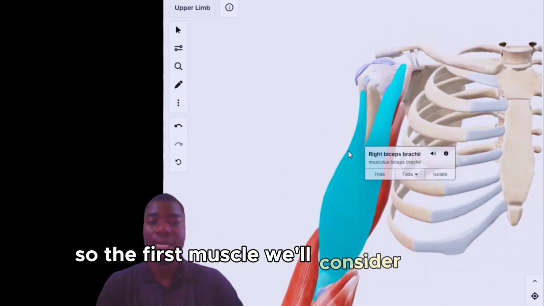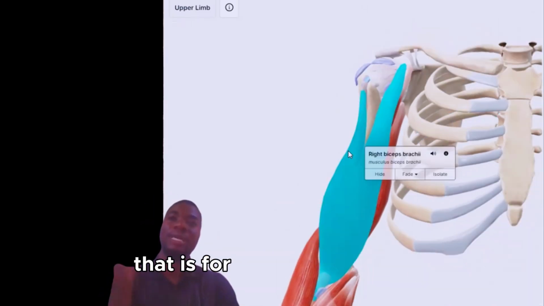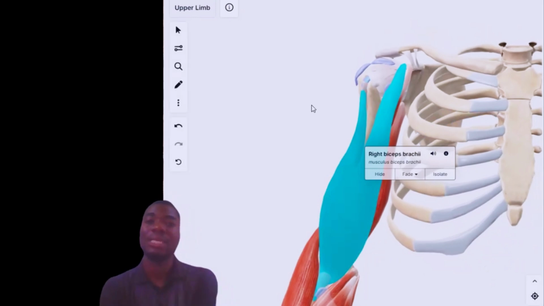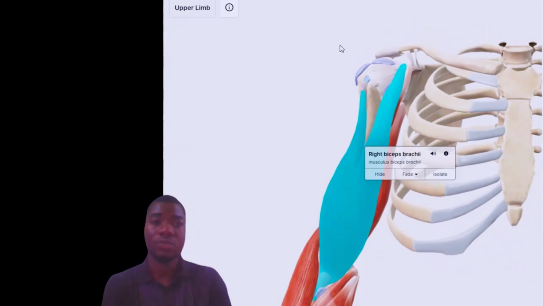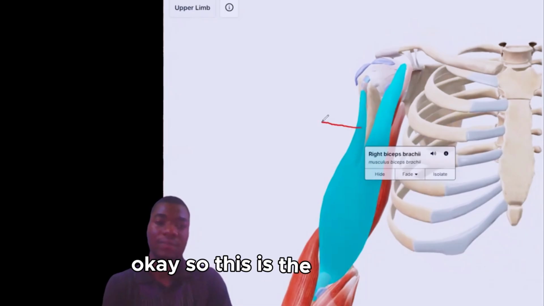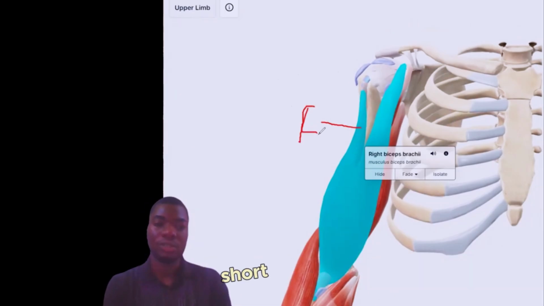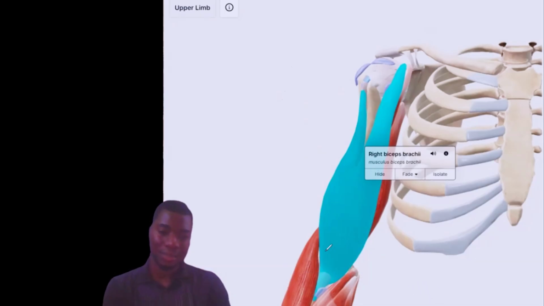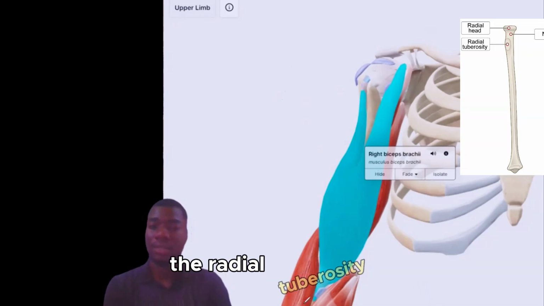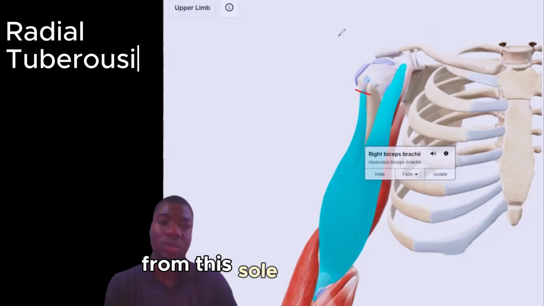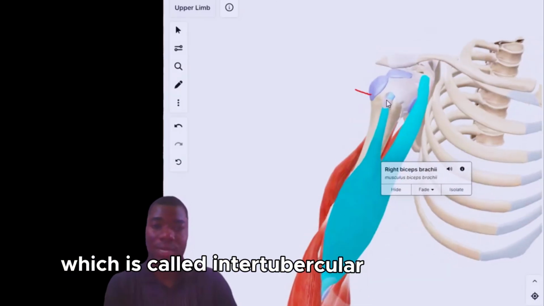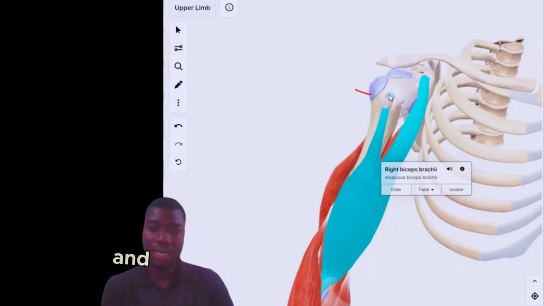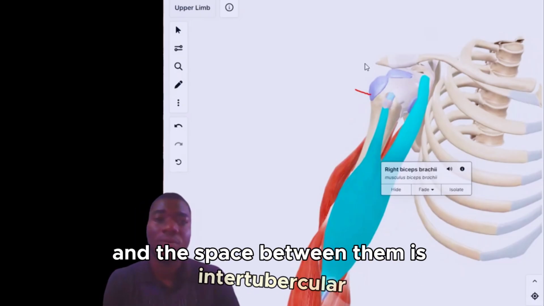There are muscles in the anterior aspect of the brachium. So the first muscle we'll consider is the biceps brachii. That is for flexing the elbow. Based on the name biceps, bi means two and ceps means heads. So this is a muscle with two heads. This is the first head, and this is the second head: the short head and the long head. Now you notice that the muscle is inserted straight down into the radial tuberosity from this sulcus here, which is called the intertubercular sulcus. This is the greater tubercle, this is the lesser tubercle, and the space between them is the intertubercular sulcus.